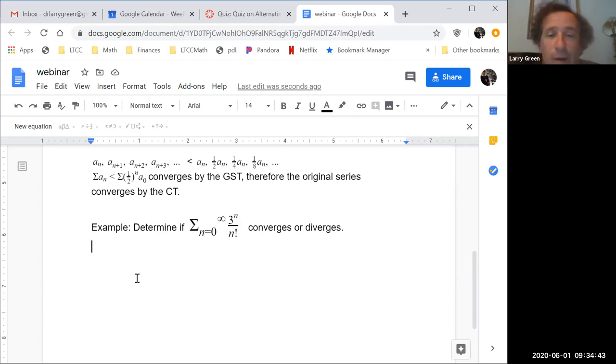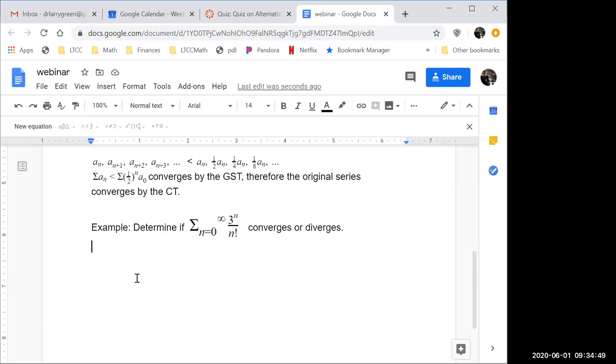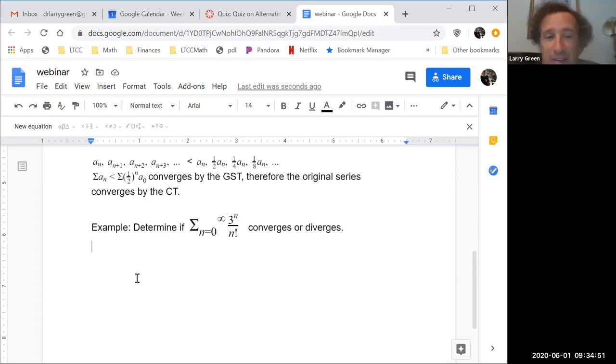And by the way, why will the alternating series test definitely not work on this? Because there's no -1 to the power of n. Yeah, this one stays positive. You can't use an alternating series test if you don't have an alternating series. Makes no sense at all.